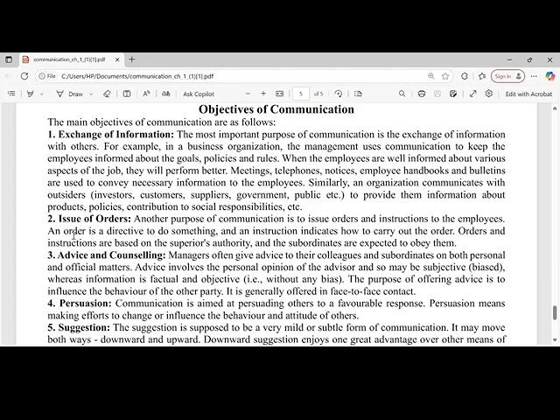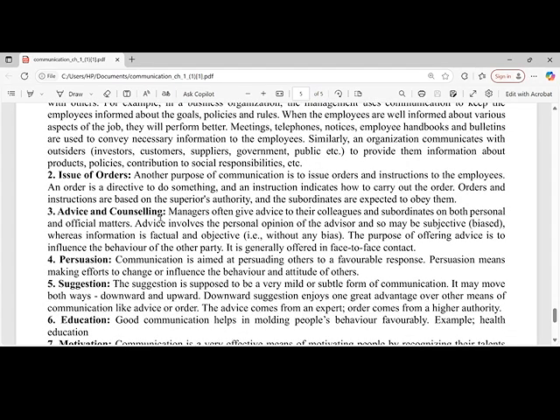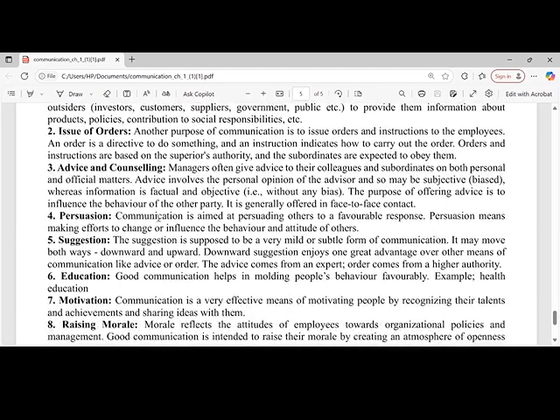Second objective is issue of orders: to issue orders and instructions to the employees, and instructions which indicate how to carry out the orders, which are based on the superior's authority, and the subordinates are expected to perform them.